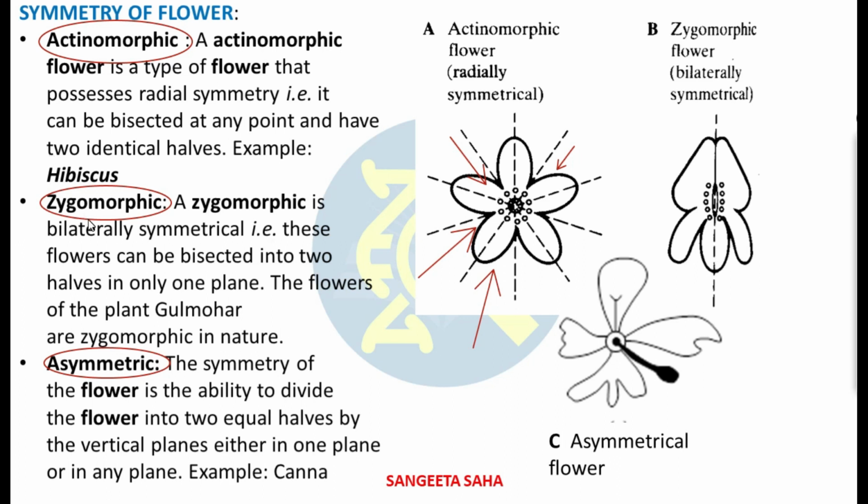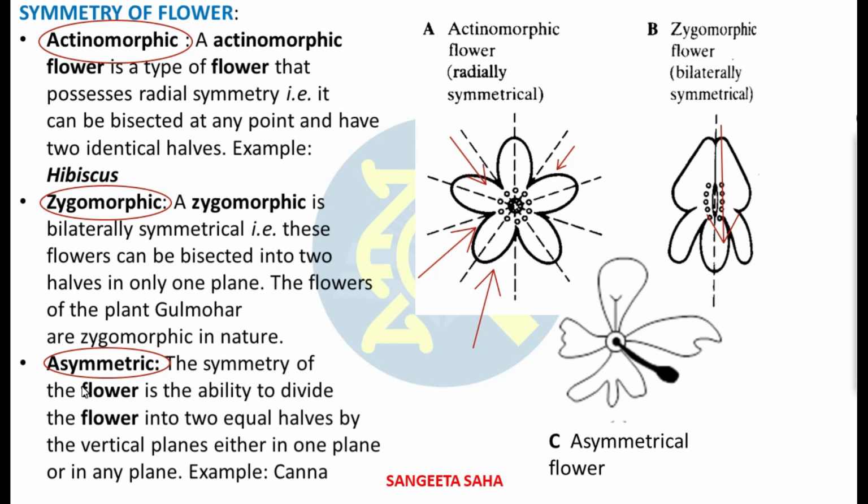The next type is the zygomorphic flower, where it is bilaterally symmetrical. That means this type of flower can be bisected into equal halves, but at one plane only, forming mirror image. This type of flower is known as zygomorphic flower.